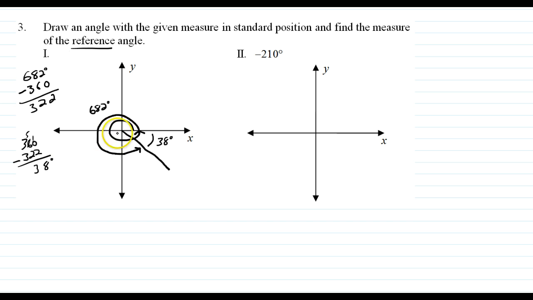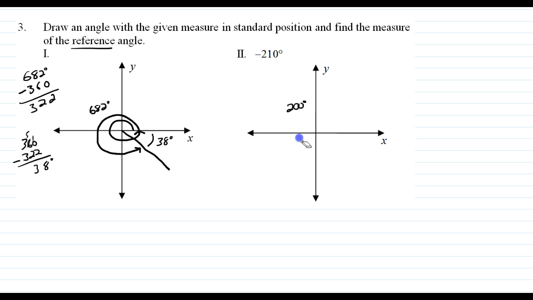Now let's pretend that our terminal side was over here. Let's pretend we had a measure of, let's make it 200 degrees. So if we're 200 degrees, and I want to find the measure from the x-axis to my terminal side, what would I subtract it by? Well, I would subtract by 180, and so this would be 20 degrees.